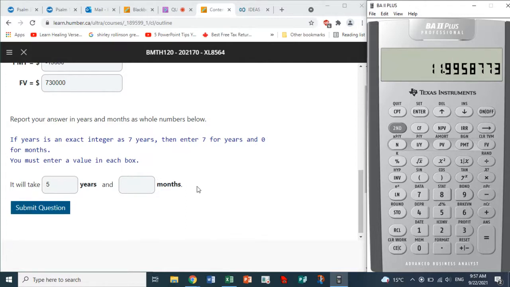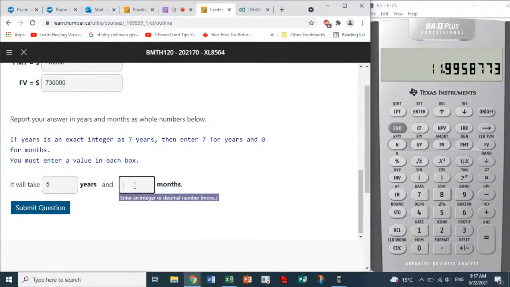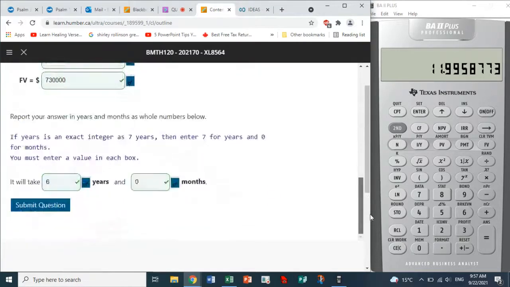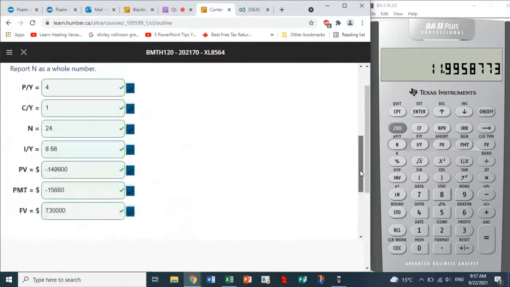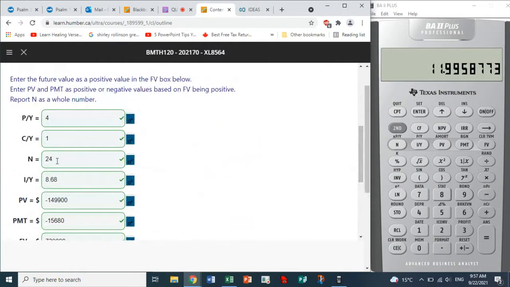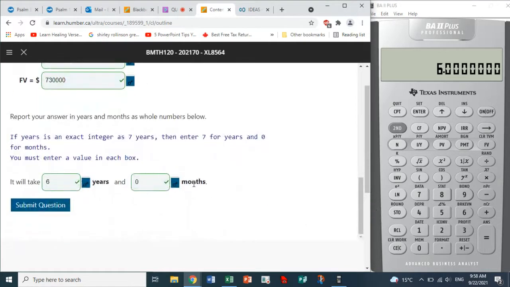we get 11.99, but we cannot put in 12 months, correct? 5 years and 12 months would bring this up to what? 6 years. So this would be 6 and this would be 0. All right, so let's submit and we'll get that. Now, of course, because n was entered as 24, really, we could have just done the 24 and then divided by 4, which 4 being this py value. And that would give us an answer of 6 years, 0 months.